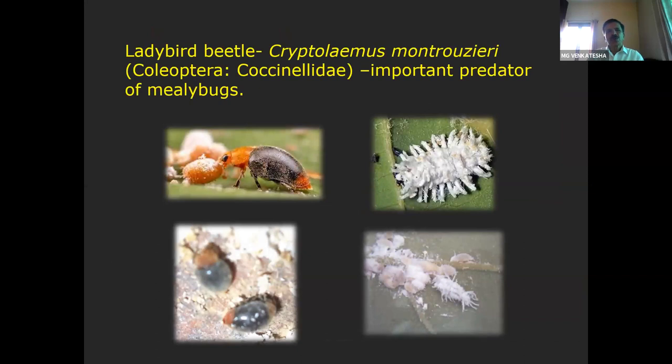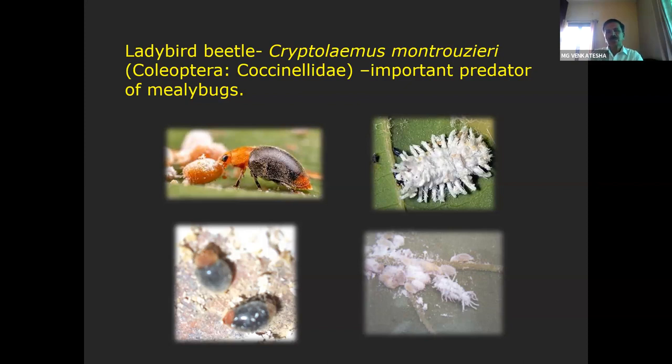So in India, the ladybird beetle Cryptolaemus montrouzieri, a Coleopteran coccinellid, is an important predator of mealybugs. It was imported from Australia and introduced in India. After the introduction of the predator in India, especially on the Planococcus citri mealybug, the mealybug population is completely controlled. And not only that, this predator is now existing in the field on its own. Once it is reared in the laboratory, acclimatized to our Indian conditions and released in the field, it is now multiplying in our field and is very common.